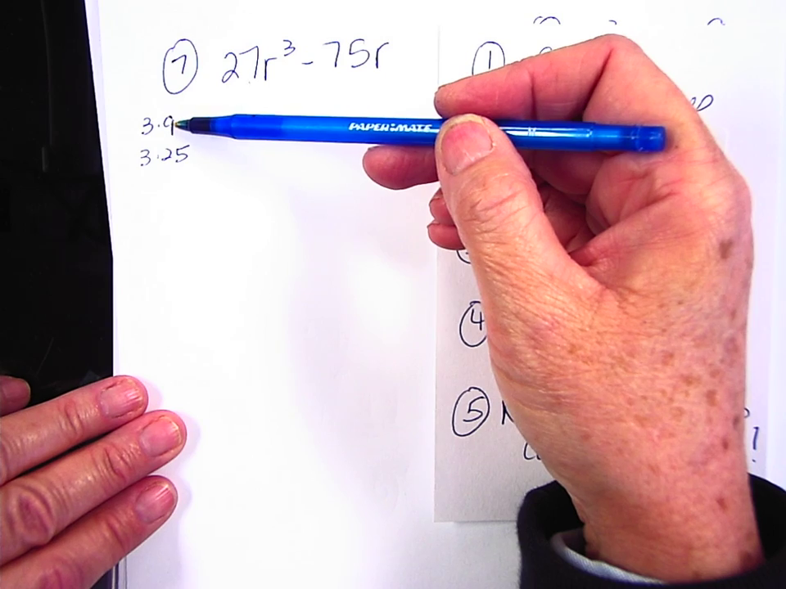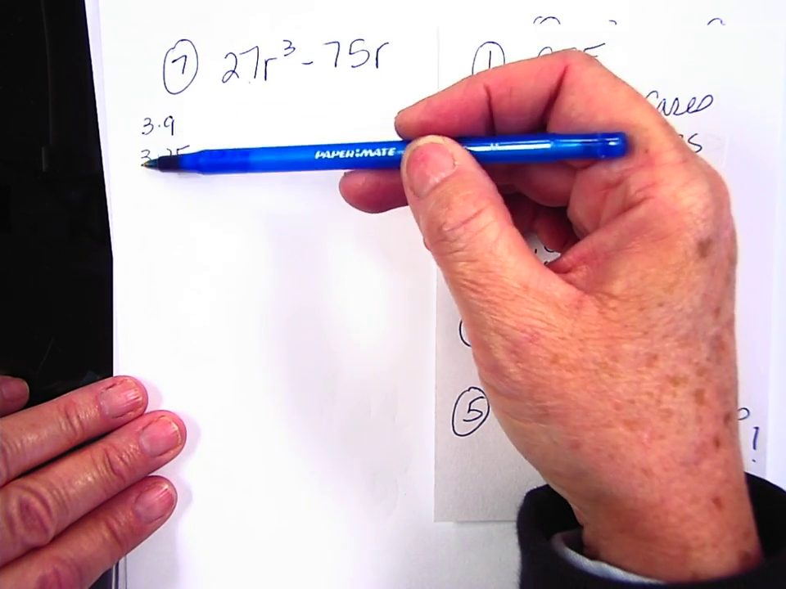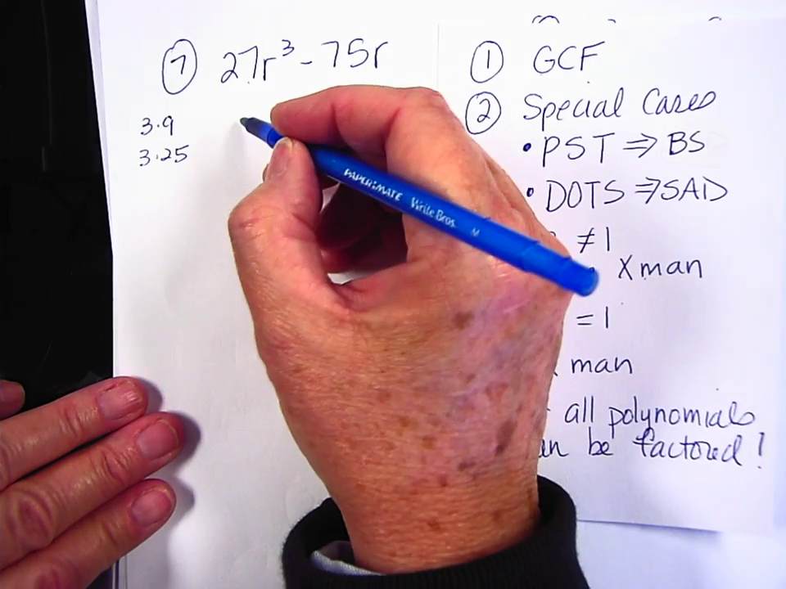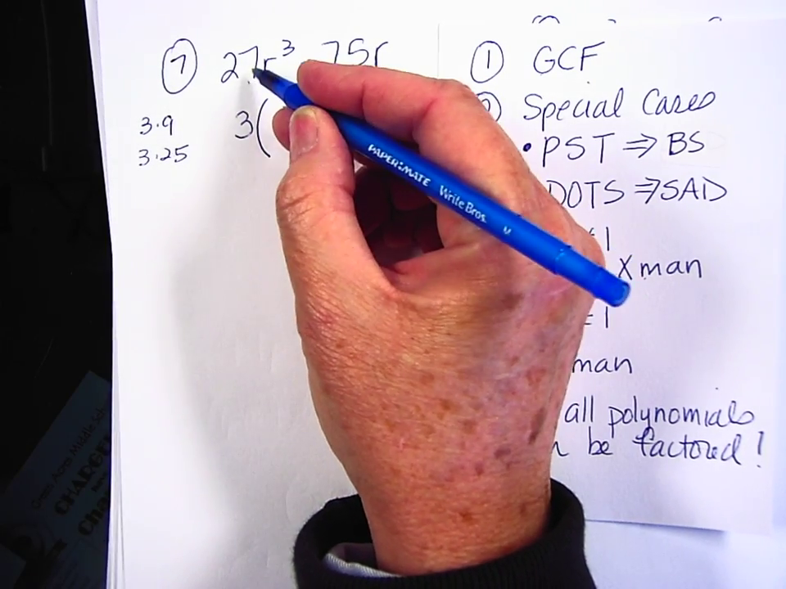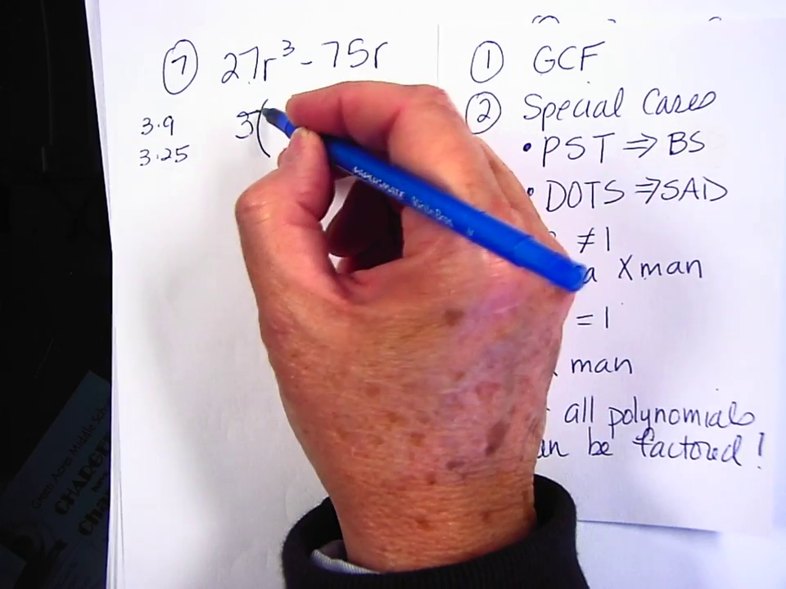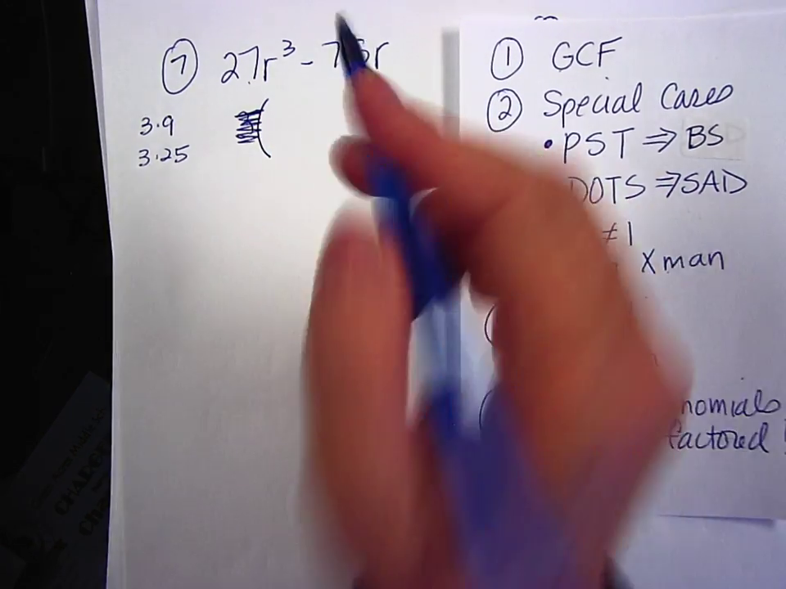They both have a factor of 3. 9 and 25 don't have any factors in common, so I'm thinking that 3 is probably my GCF. Let's see. 3 times what is... Oh, hold it, Leffler. There's something else that's a GCF besides just 3. I almost missed it.